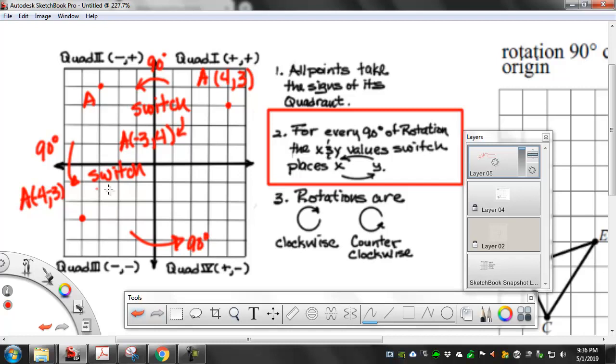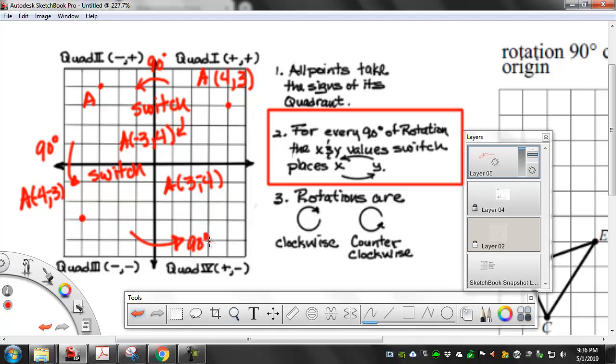So I go another 90 degrees, they switch. So let's see, I would have an ordered pair of 3 and 4. And in this quadrant, the x is positive and the y is negative. So that would be a negative 4. So I'd go over to the right 3 and then down 4. And that is the process of doing a rotation.